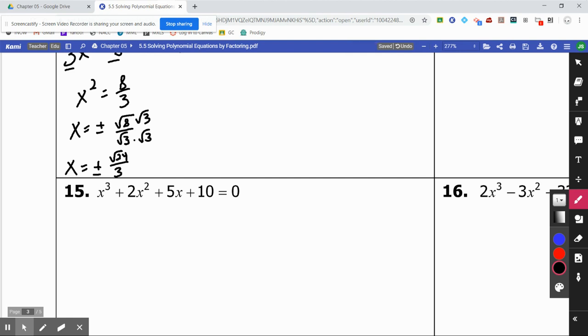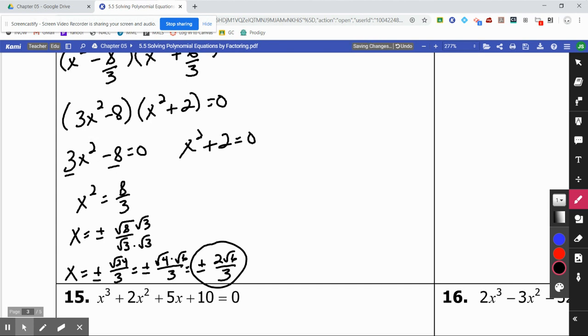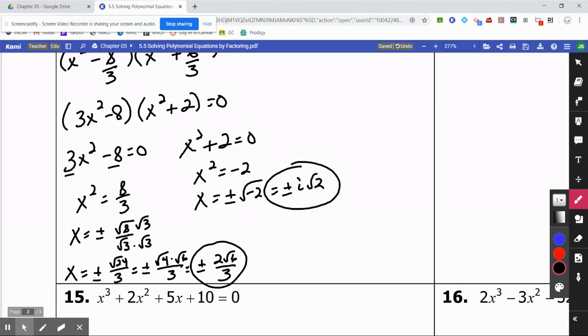Now, the square root of 24 on top, we can clean that up now. That's going to be plus and minus the square root of 4 times the square root of 6 over 3, which is plus and minus 2 root 6 over 3. There's 2 of the answers. Then x squared plus 2, let's move the 2 over, and you get negative 2. So therefore, x is equal to plus and minus the square root of negative 2, which we're going to split into plus and minus the square root of negative 1 times the square root of 2, and that will not simplify any further. There's the 4 answers.